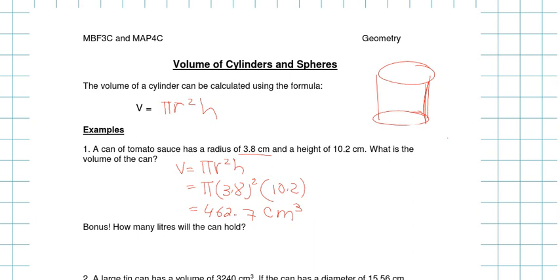Now, have you ever seen, on a can of tomato soup or tomato sauce or whatever it is, a volume of 462 centimeters cubed? Have you seen that unit, centimeter cubed? No, right? We usually see milliliters, ounces, or something like this. So your bonus here is how many liters can that hold?